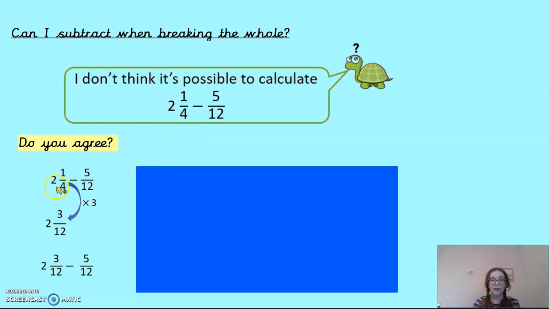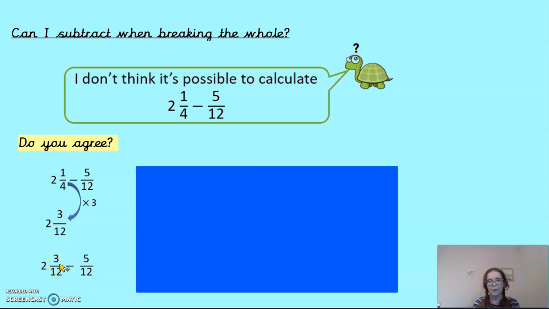So what we can do is we can change our 2 and 1/4 so that our fraction is equivalent but has the denominator of 12. And we've done that by timesing both the numerator and the denominator by 3. So this becomes 2 and 3/12 take away 5/12. Again, we've still got a bigger fraction on this side, but I promise you we can do this.